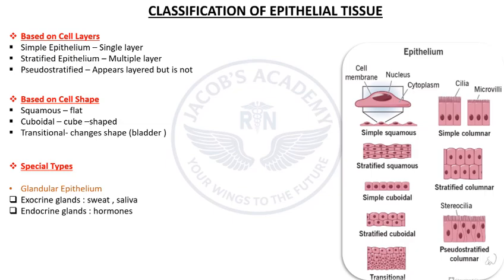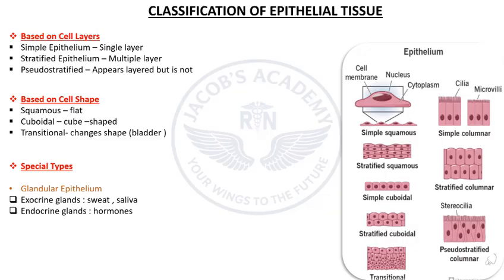Exocrine glands release their secretions onto body surfaces or into body cavities through ducts. For example, sweat glands, salivary glands, mucus glands, mammary glands. Their main functions are lubrication, protection, temperature regulation, and digestion.